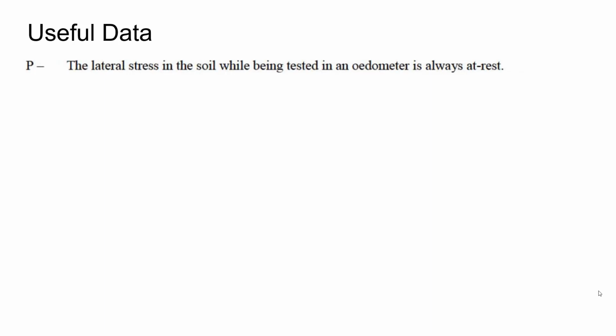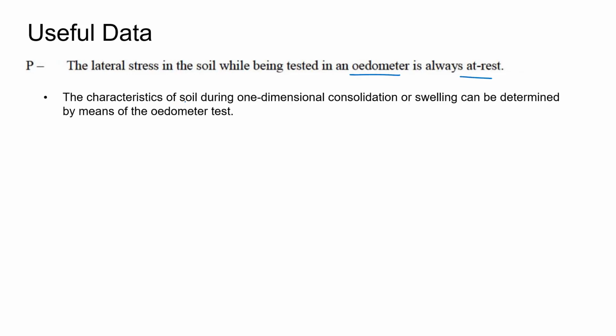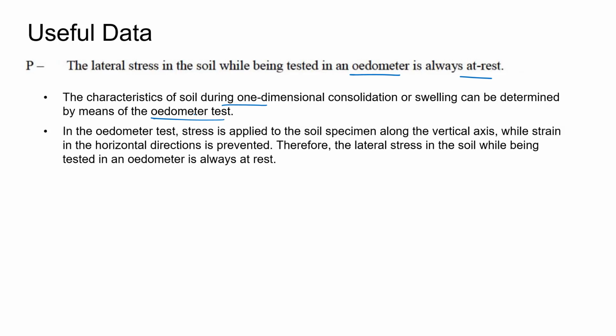Now coming to the useful data, statement P says the lateral stress in the soil while being tested in an odometer is always at rest. As we all know, the characteristics of soil during one-dimensional consolidation or swelling can be determined with the help of the odometer test. The odometer test is basically used for Terzaghi's one-dimensional consolidation, where we study the stress and strain behavior of a particular soil body. In an odometer test, stress is applied to the soil specimen along the vertical axis and the strain in the horizontal direction is prevented. Therefore, the lateral stress in the soil while being tested in an odometer is always at rest. So statement P is correct.